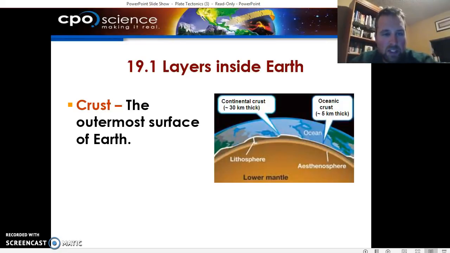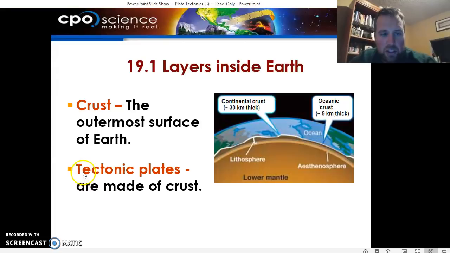The first one is the crust. You guys can write down this, the outermost surface of the Earth. If you look at a picture of the globe, you can see the crust is the outer layer. An analogy of how big the crust is: if you think about the Earth as an apple, the crust would be about as thick as the skin on an apple. So it's pretty thin compared to the rest of the Earth. So the crust is the outermost surface.